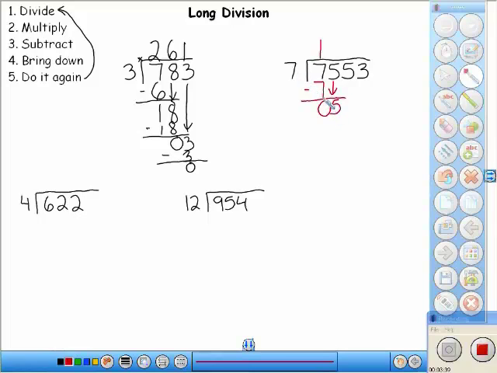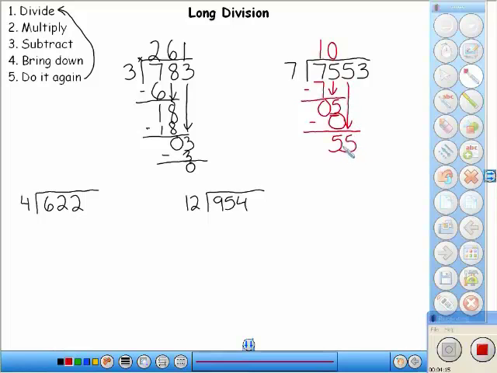Now this is the thing. If 7 does not go into 5, you have to put a 0, because 7 goes into 5 0 times. And then we'll multiply. 0 times 7 is 0. I almost wrote 7. Then we're going to subtract. 5 minus 0 is 5. After subtracting, we're going to bring down the 5.